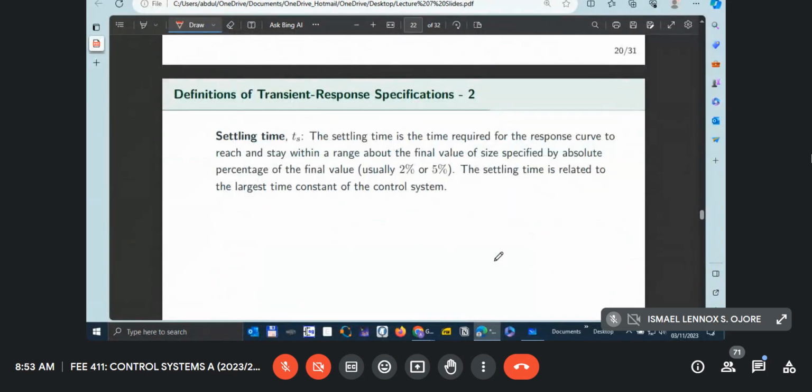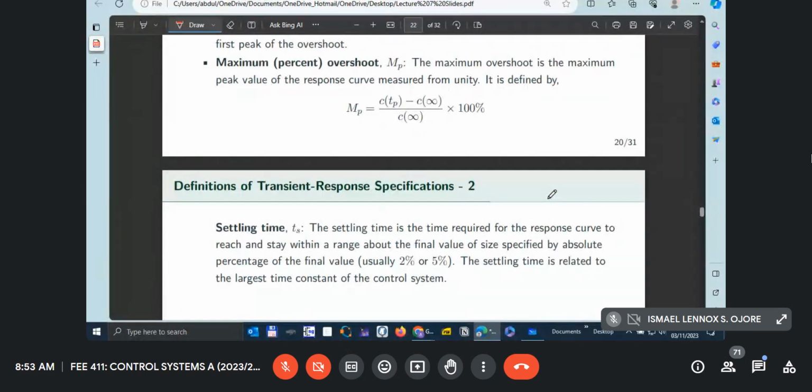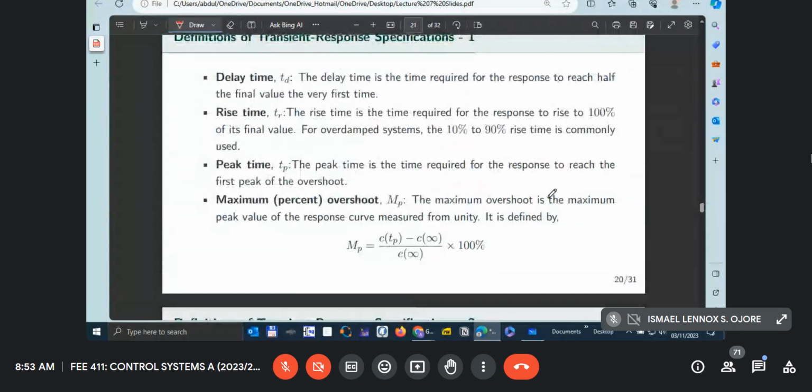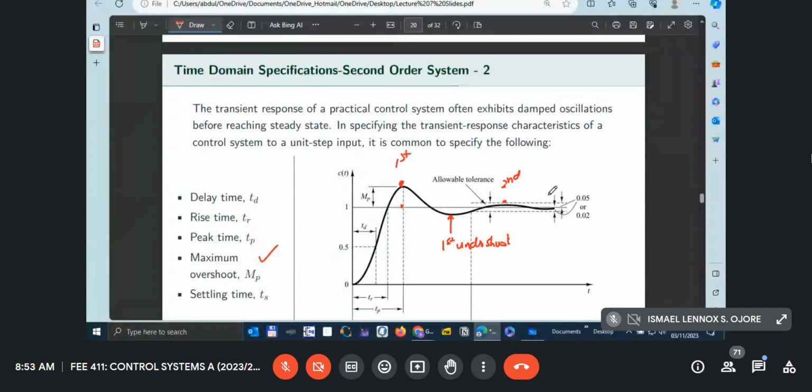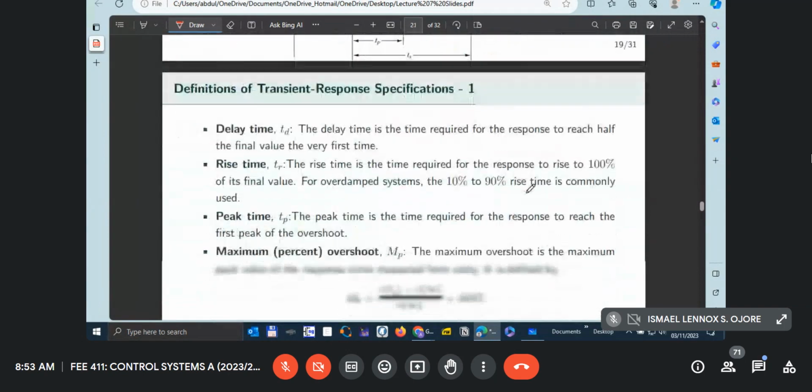Settling time is the time required for the response curve to reach and stay within the range about the final value. So we'll talk about a tolerance of 2% and 5% as we saw in the first order system. So this is what we are calling the settling time, from here to here, that tolerance around the final value.